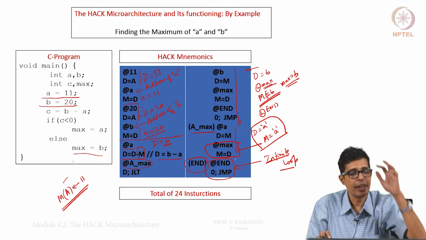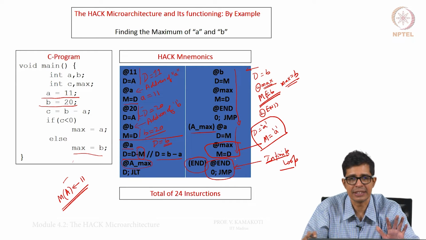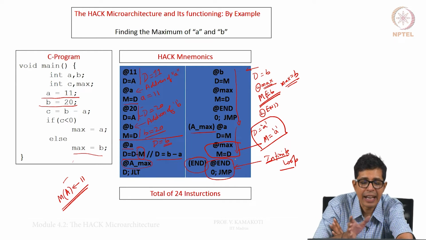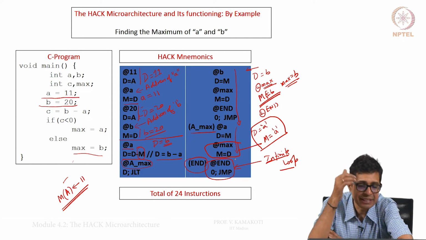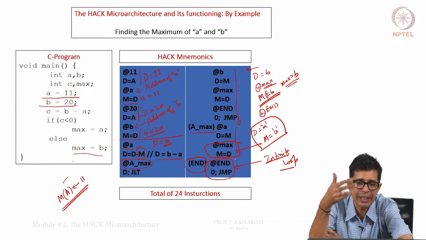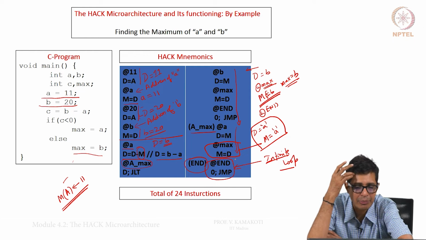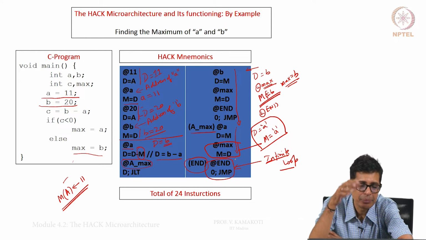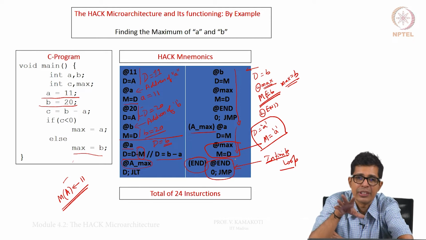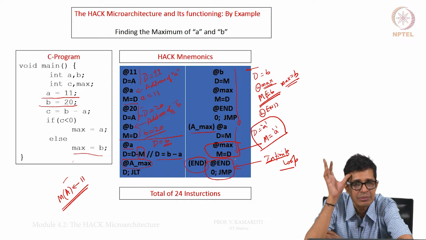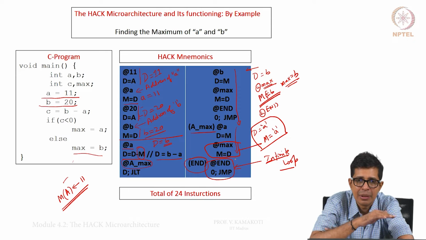So the C code that you see on the left hand side essentially gets translated to these Hack mnemonics, right. I just redid this for you as a recap, because we have done it as a part of module 3 end, so that it reinforces your understanding of the mnemonics and its equivalent high level language programming construct.